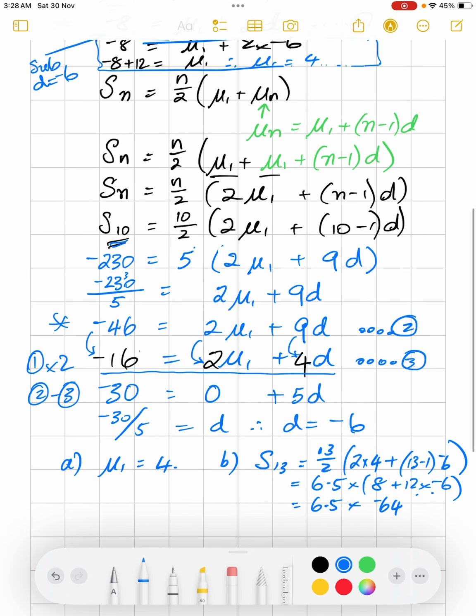And we can get a calculator. I'll just use another calculator here, and I'll say 6.5 times negative 64 is negative 416. And there we have our sum of 13 terms.